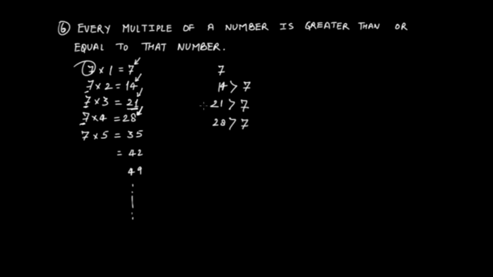So what's the difference between the factor and multiple of any number? The factors of any particular number would always be smaller than or equal to that number, but it's the reverse in the case of multiples. Multiples of any number would always be greater than or equal to that particular number. As you can see here, the multiples of 7 start from 7, so 7 is equal to 7, but then you move on to 14, which is greater than 7. Then 21 is greater than 7, then 28, then 35, and then 42.